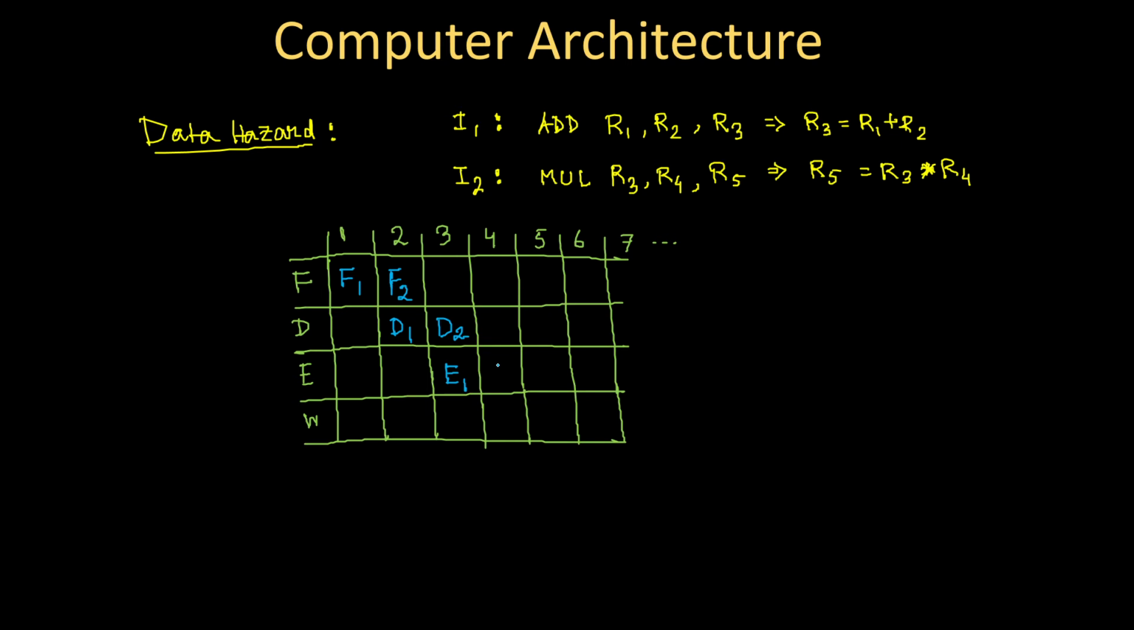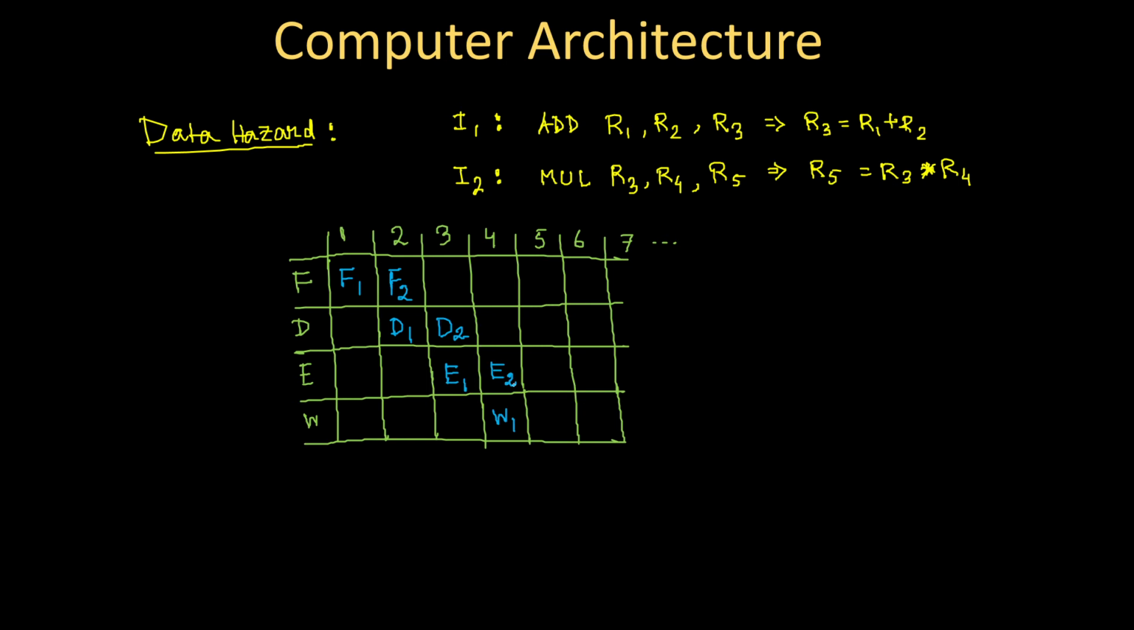Now you see, if I assume that when the write back operation of instruction 1 is going on, and at the same time we execute instruction 2 over here, then whatever will be computed on the fourth clock cycle for instruction 2 is going to produce a wrong result. Why am I saying this?